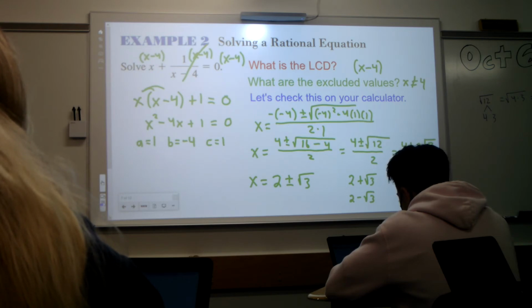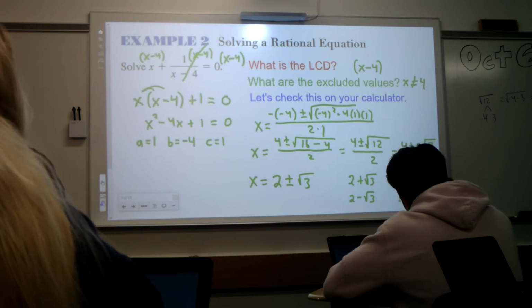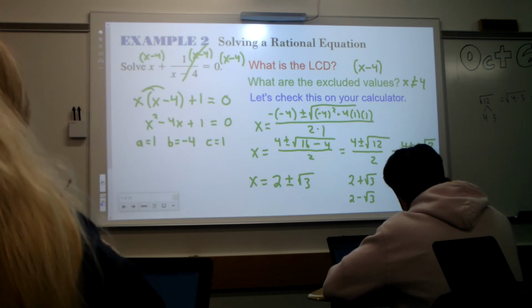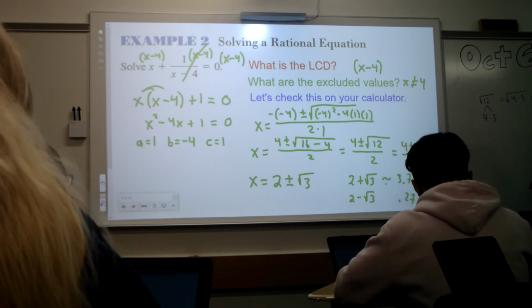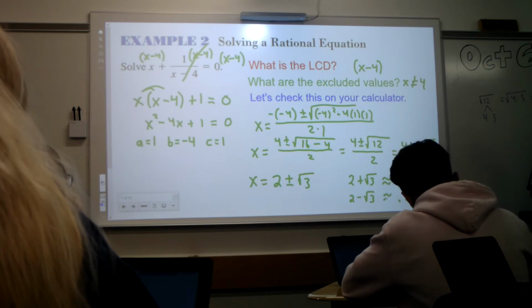Okay, 0.27. So we're going to keep that in mind, because sometimes when we see the square roots, it's kind of abstract. But now we have a decimal approximation of about what they are. It's about 3.73 and about 0.27.